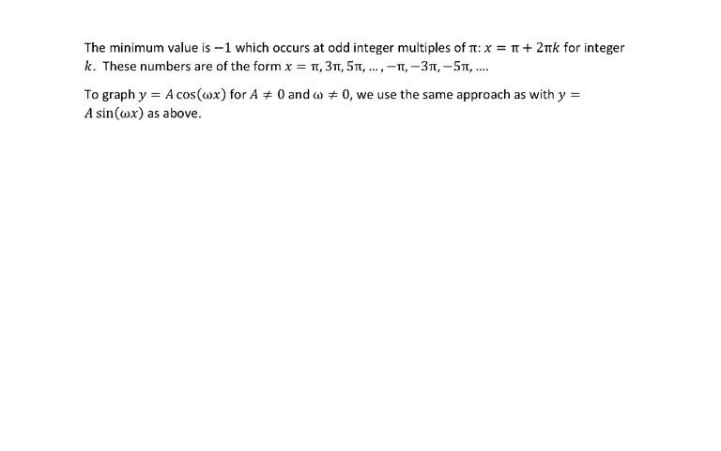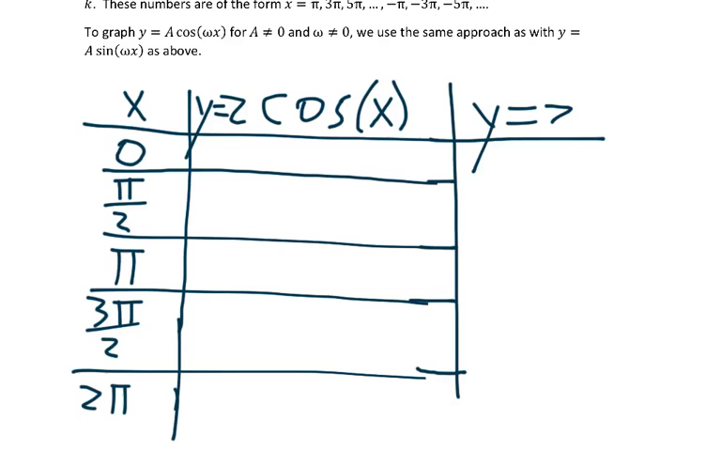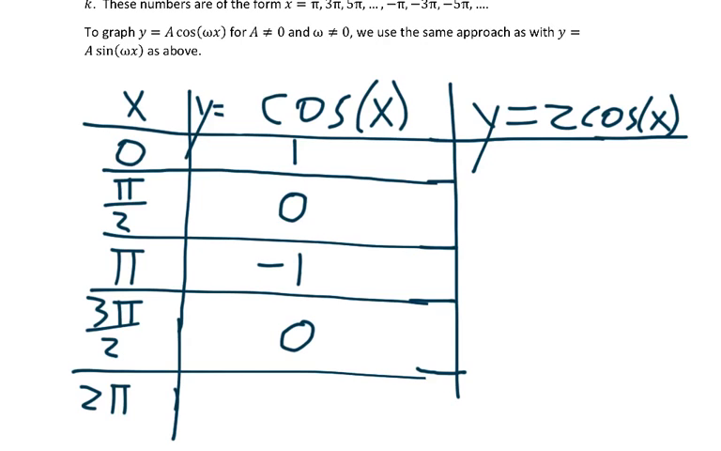So for instance, let's say we wanted to graph y equals 2 times the cosine of x. Well, again, all we're going to do is take the output from cosine itself. We're going to multiply it by 2. So just to make it a little bit easier, let me make the last column here 2 times cosine of x. And this one will make it equal to just cosine. So at 0 we get 1, pi over 2 we get 0, pi we get -1, 3 pi over 2 we get 0, 2 pi we get 1.